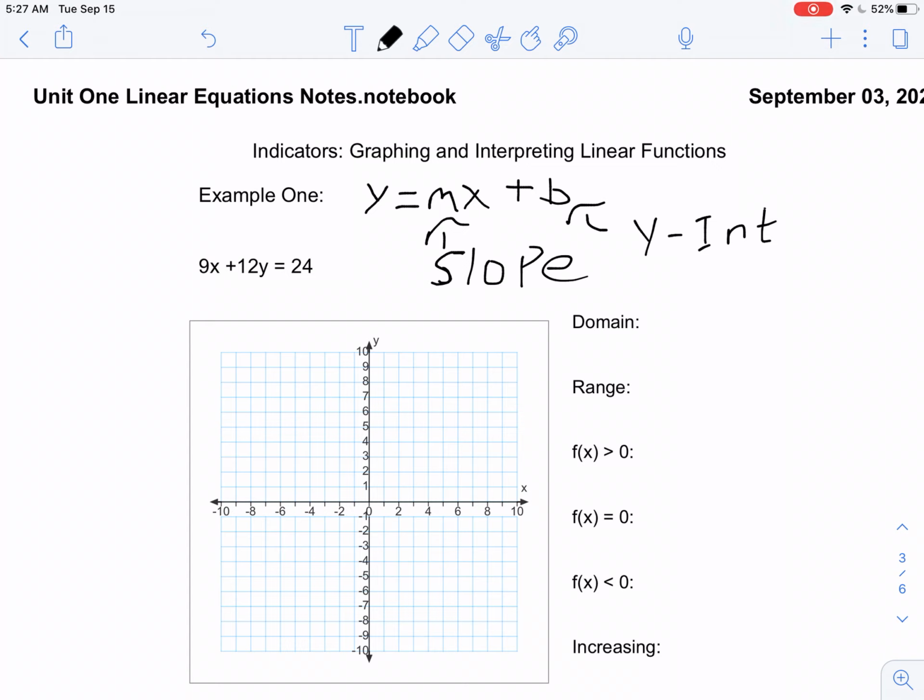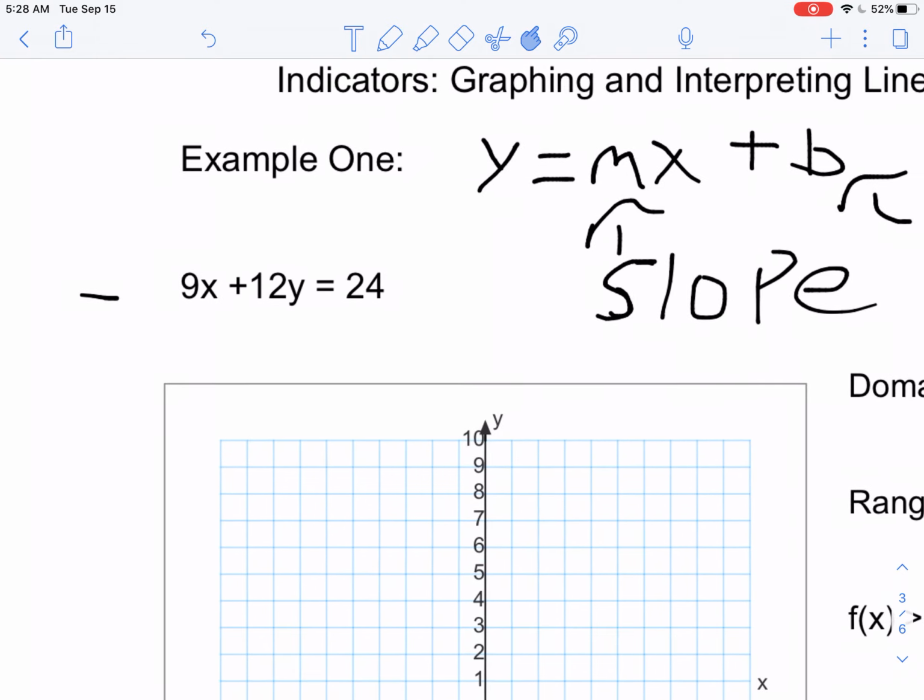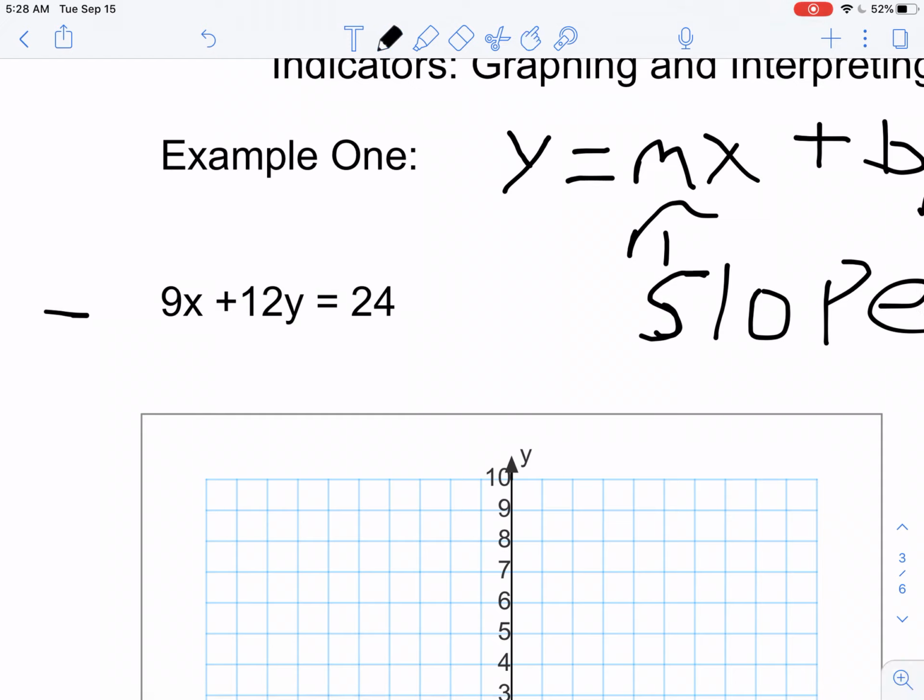What we're going to have to do every time is get our equation, which we see right here, in y equals mx plus b form, or we're just going to have to get y by itself. We are going to start by subtracting 9x from both sides. So we're going to get 12y is equal to negative 9x plus 24.